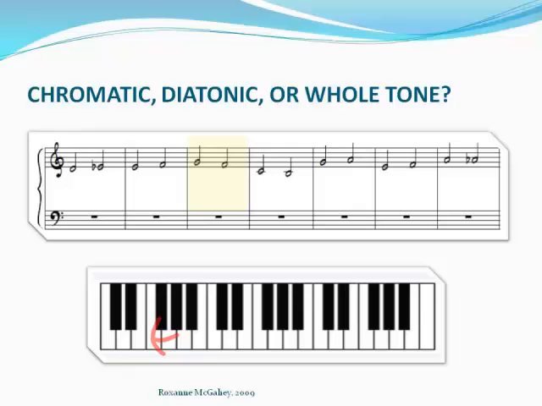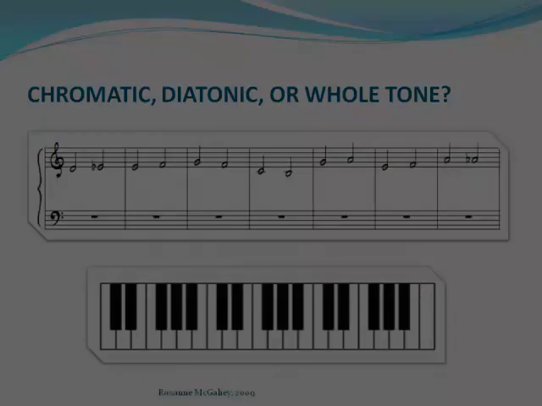C to B also cannot be chromatic because it has different letter names, so it's also a diatonic semitone. G to A is a whole tone because there's a black key in between those 2 notes. E to F is also a diatonic semitone, and A to A flat is a chromatic semitone.